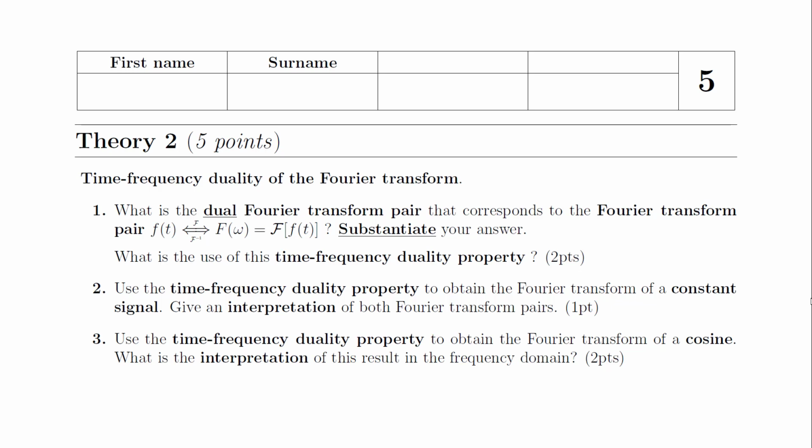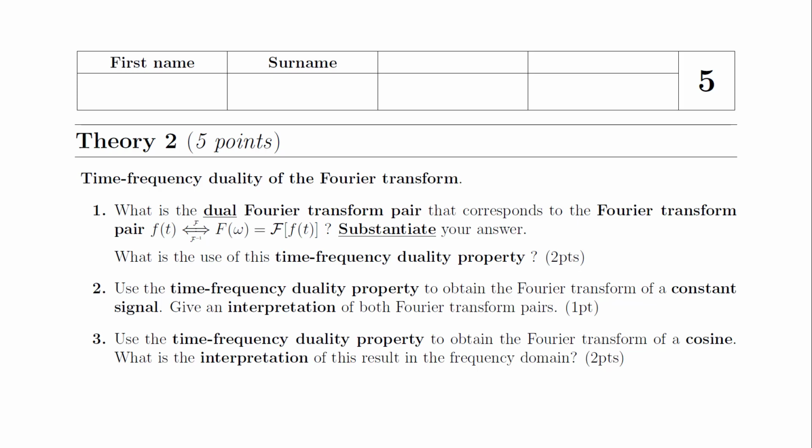Well, in the second part of the question, you have to use this time frequency duality property to obtain the Fourier transform of a constant signal. And you do this, of course, starting from another Fourier transform pair. So you'll have 2 Fourier transform pairs, and you have to give an interpretation of both these pairs.